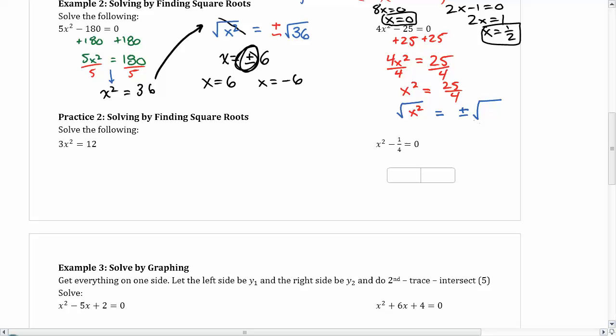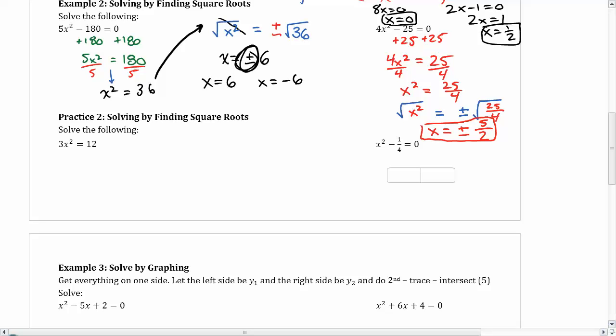So the square root of x squared equals the positive and negative square root of 25 divided by 4. So x equals positive and negative. The square root of 25 is 5, and the square root of 4 is 2. So your final answer is x equals positive 5 over 2 and x equals negative 5 over 2. Again, nothing to reduce here. You can't simplify it at all.